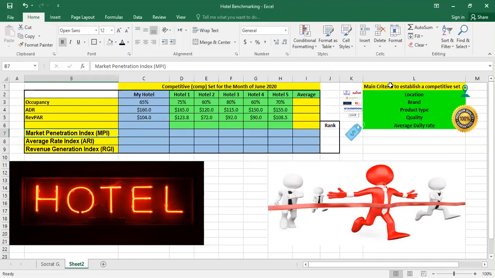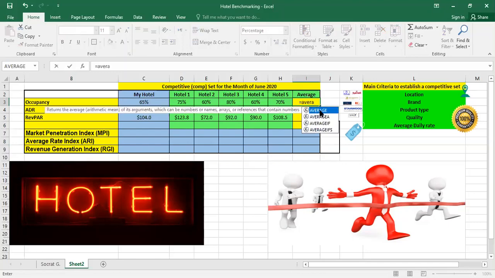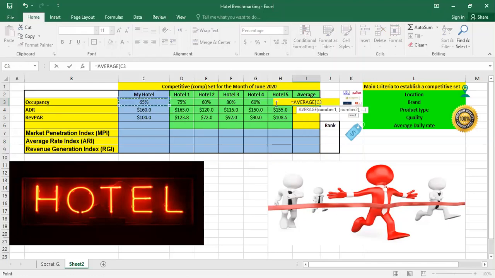The second KPI is the Average Rate Index, also known as ADR Index. It compares our ADR to the average ADR of the market. The third KPI is the Revenue Generation Index, also called RevPAR Index, and it compares our RevPAR to the average RevPAR of this market. So in order to start, we have to calculate the average. We click on average, and we do the average including our hotel.